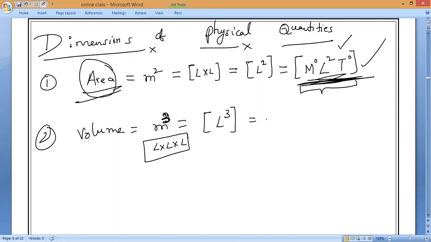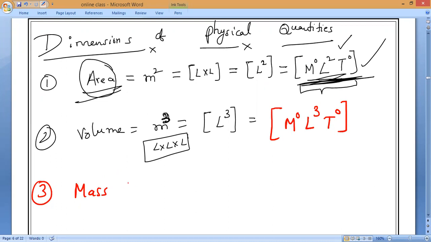So now, what are the dimensions of volume? Tell me fast. Laksha? M power 0, L power 3, T power 0. Clear? Everybody? Next, third one. Let me take mass density. I can say density, but the correct, suitable word is mass density. So what is the formula of mass density? Fast. Mass density.